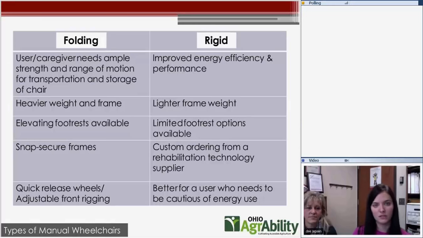Rigid type chairs are lighter, so they offer improved energy efficiency and performance. The footrest is typically one unit attached to the chair, not two separate footrests, so there isn't a lot of play there as far as adjusting it to the user. They do require custom ordering from a rehab technology supplier. They're not something you can typically just get off the shelf. And again, they are better for users who need to be cautious of energy use just because of their lighter weight.